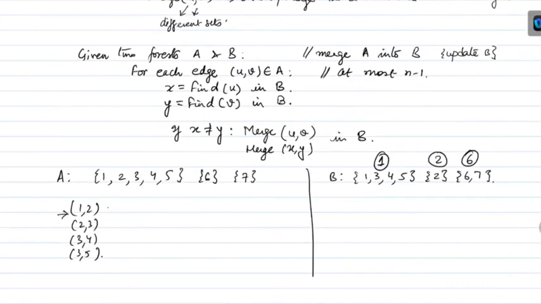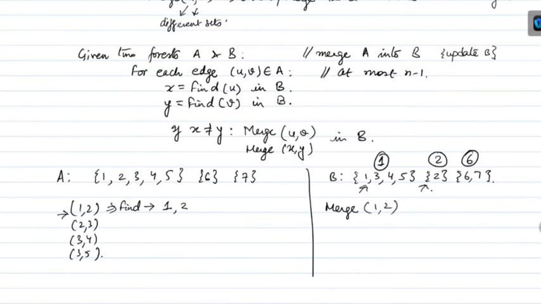So the first thing I do is a find on 1, 2. What does the find return me? It returns me 1 for one and 2 for the other. Where am I doing the find? I'm doing the find in the forest B. So it returns me the root 1 here and the root 2 here. I see that these belong to different trees, different sets in the forest B. And so therefore I'm going to do a merge operation in B, a merge of 1 and 2.